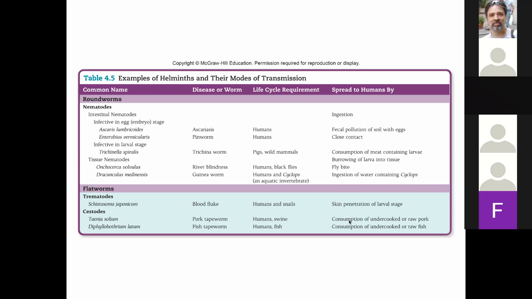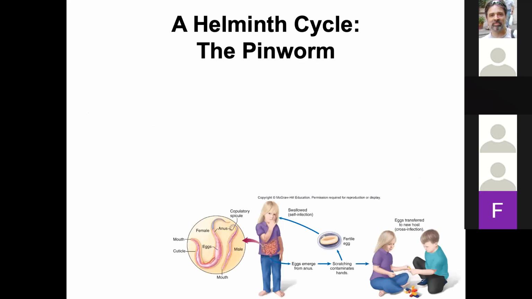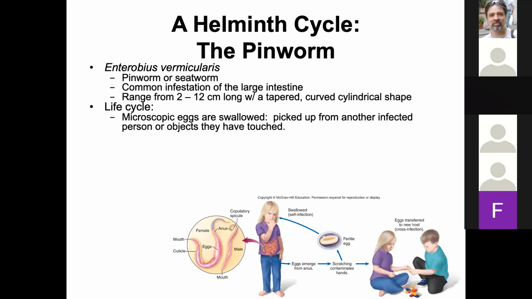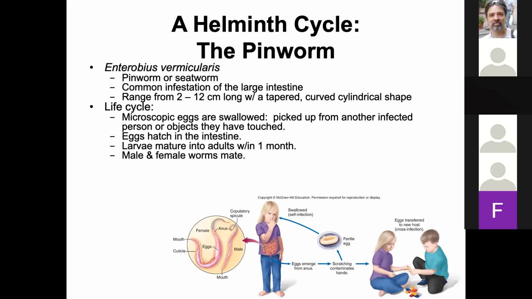If we take a look at one example of a life cycle, okay, we can see the pinworm, right? Pinworm formal name is Enterobius vermicularis. Common infestation of the large intestine, can be up to 12 centimeters long with a tapered, curved cylindrical shape. The eggs are swallowed, so they get picked up from another infected person or objects that they've touched. The eggs hatch in the intestine, the larvae mature within a month, and the male and the female worms mate.